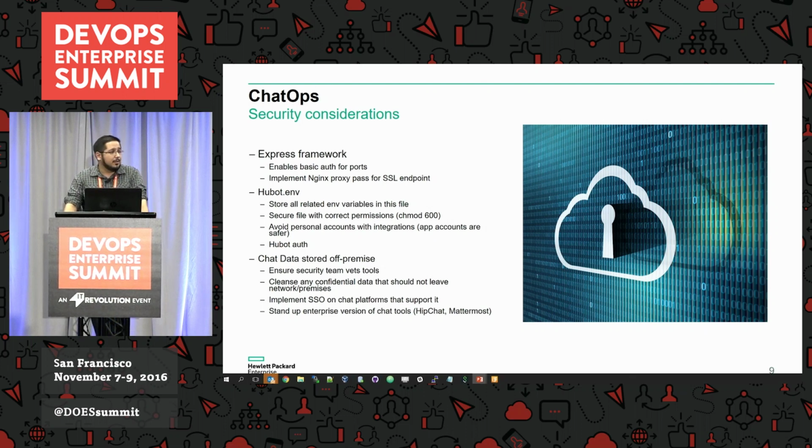Also, you want to avoid using personal accounts when you're writing integrations. So if you've got an integration to, say, ElectricFlow or some other tool out there, you want to make sure that you're not using a personal account. You want to use an automation account for that as well.